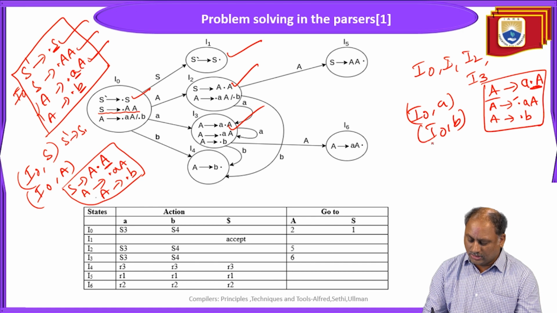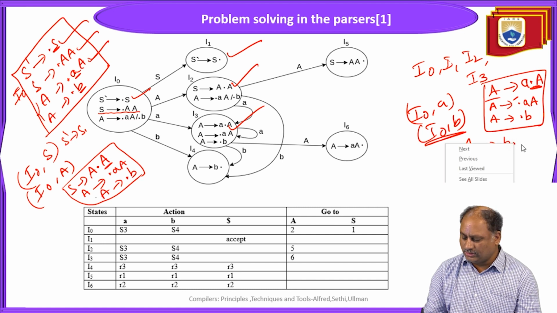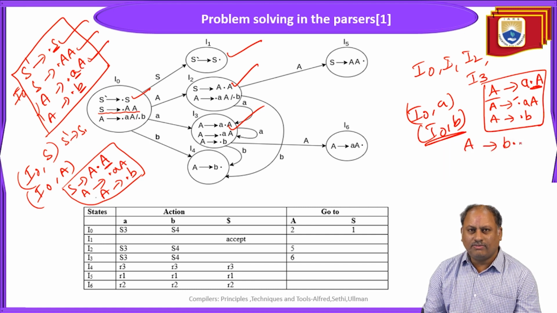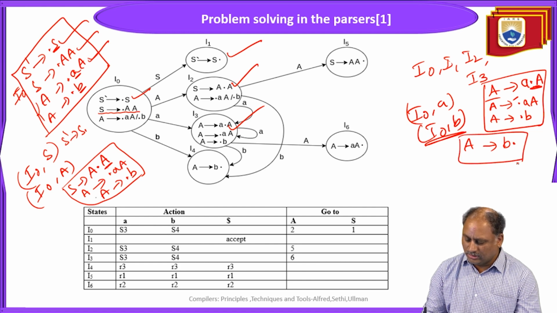Now, if you come to I0 and perform on B, what is the state? See here, A derives dot B, and we are getting B dot. But here, if we observe, what are the symbols which are available after the dot? There are no symbols. So that's why we are going to stop this one and make a new state, that is the state called I4.